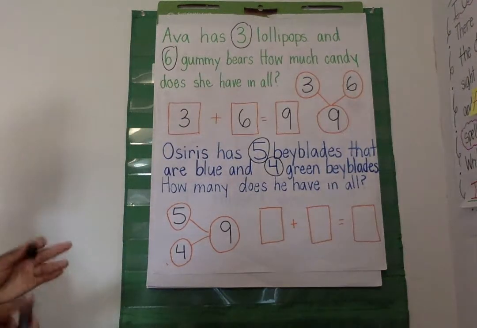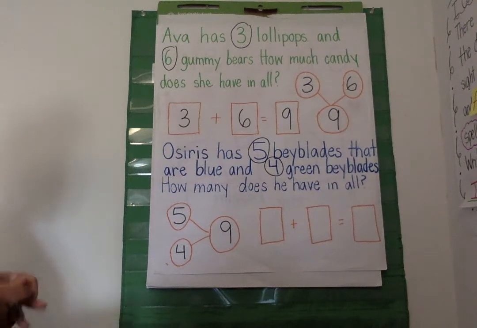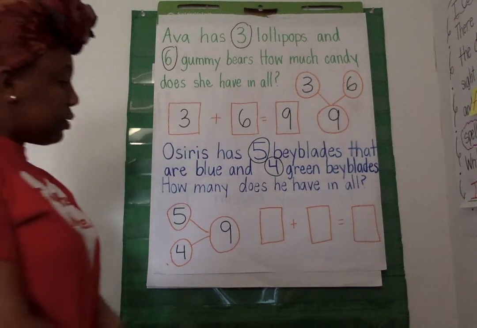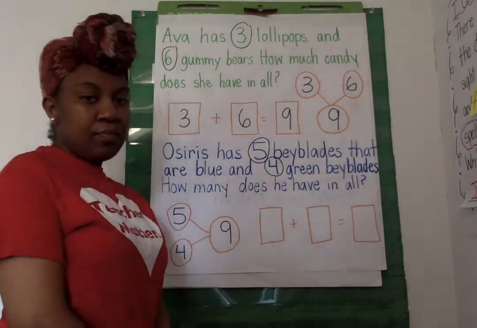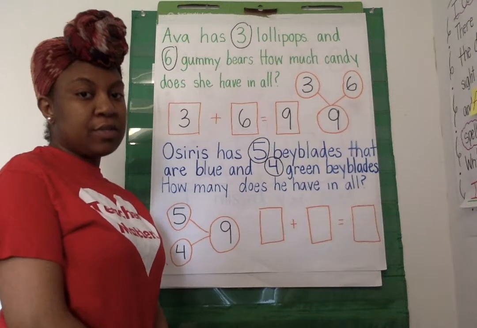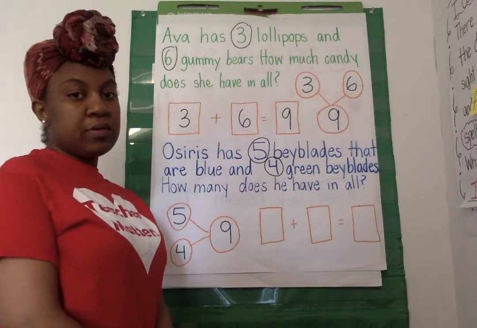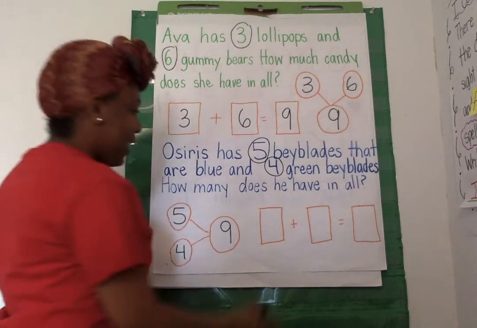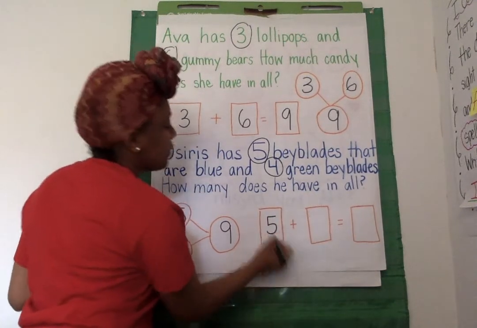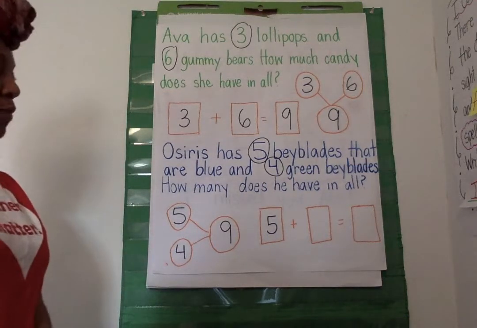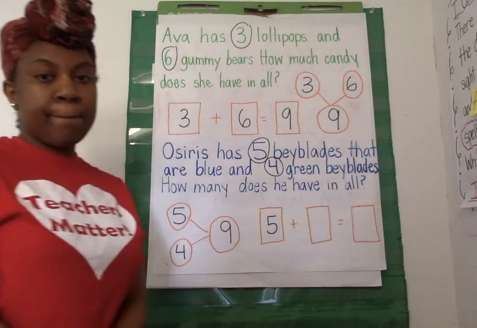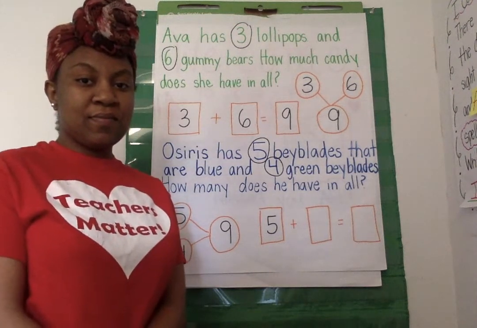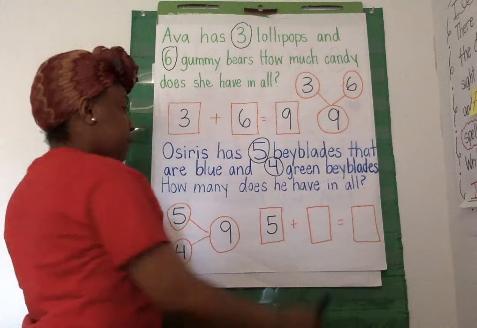Good job. So let's finish our number sentence now. Now that we have our number bond, we can do our number sentence. What number do you think belongs right here? I'll give you a clue. It's the first number that we circled. Yes, it's the number 5, because he has 5 blue Beyblades. And what number do you think goes right here? It's the second number that we circled. That's right, it's the number 4.